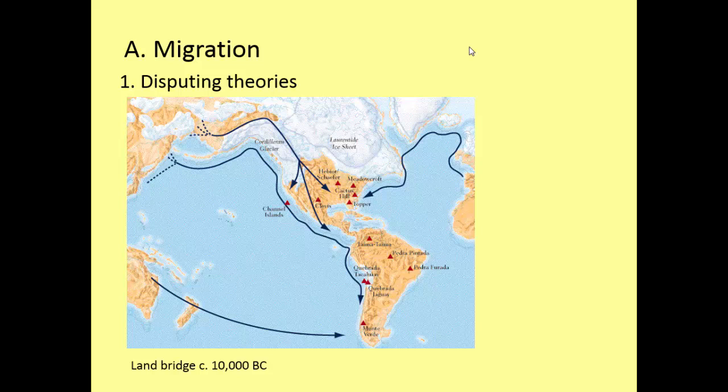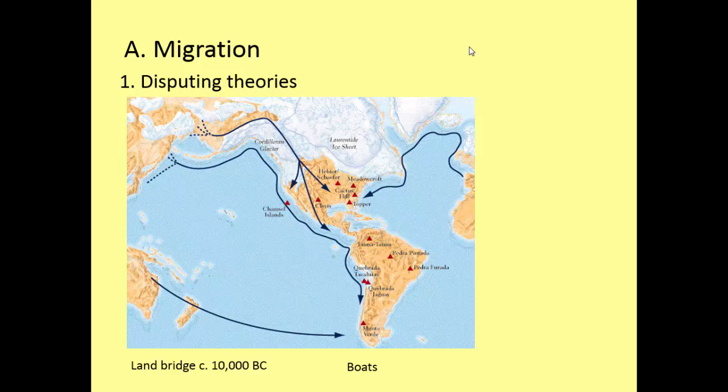Another competing theory says that perhaps people from Asia built boats and followed the coast, maybe in a second wave after the Ice Age, and they were able to get from Russia through what will be Alaska and Canada down into North and South America by following the coast.